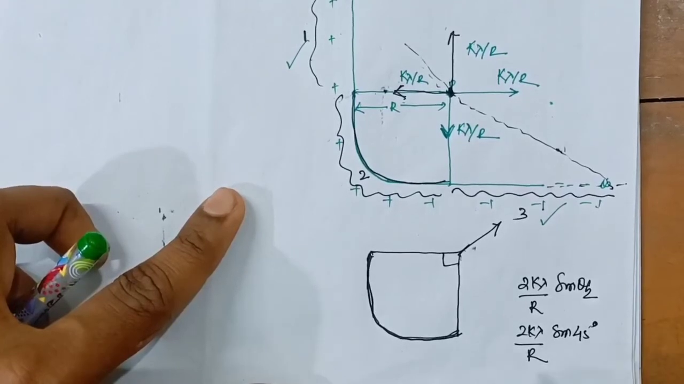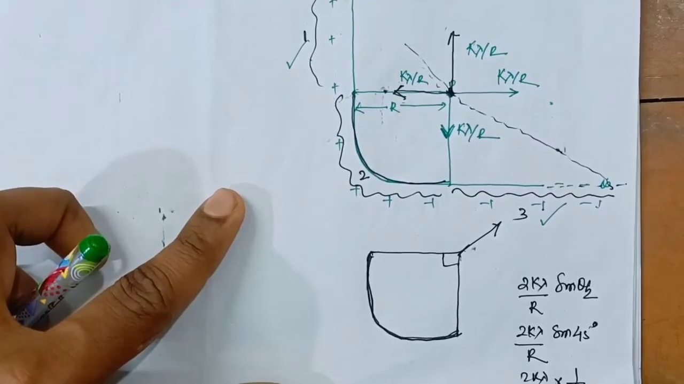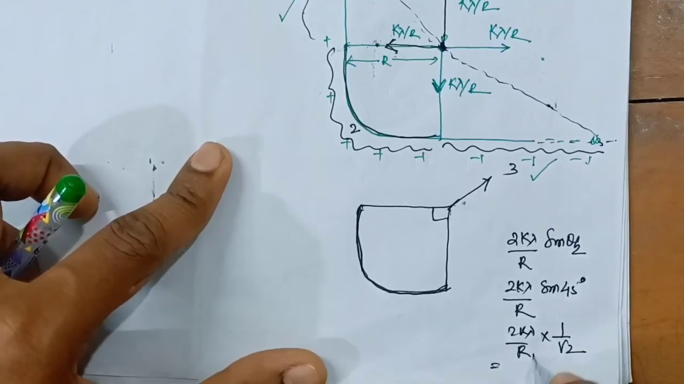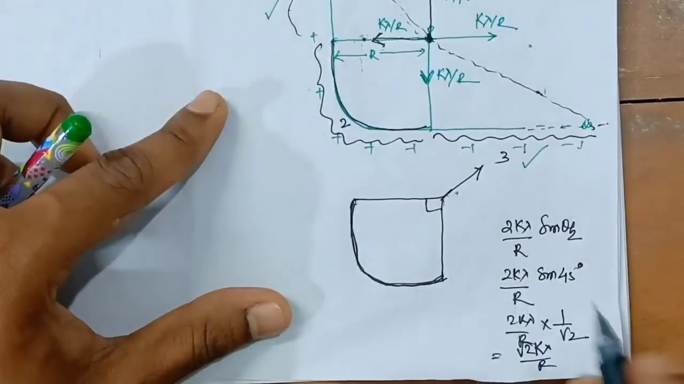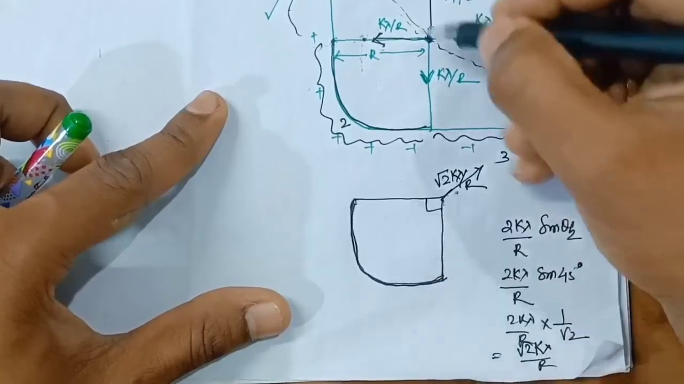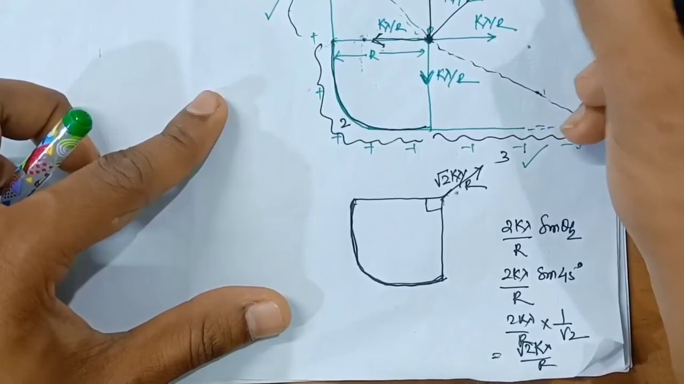Sine 45 is what? Sine 45 is 1 by root 2. So the expression is 2k lambda by r multiplied by 1 by root 2, and I get root 2 k lambda by r. So due to a quarter arc, the expression is root 2 k lambda by r. And this is in which direction? This is root 2 k lambda by r.